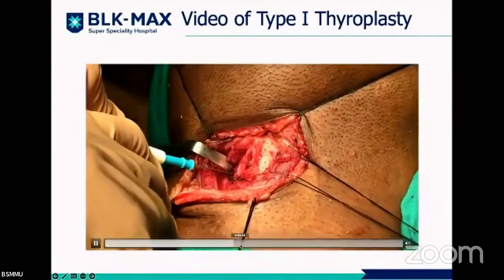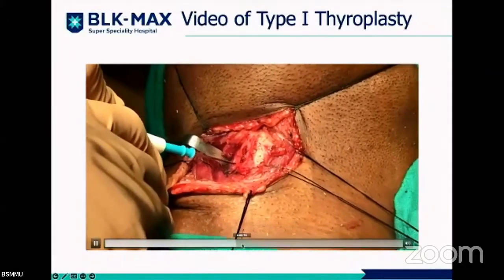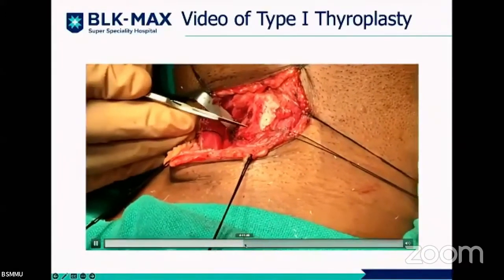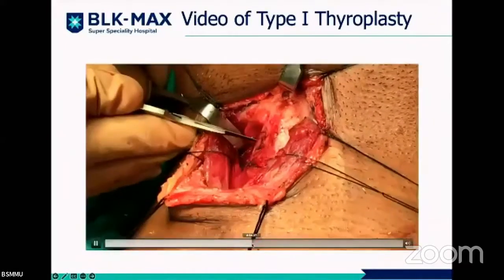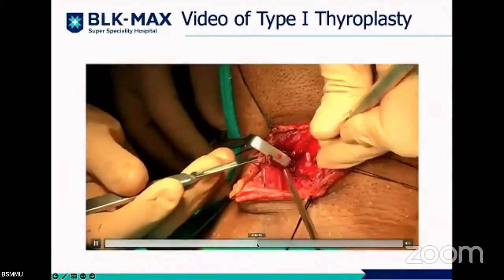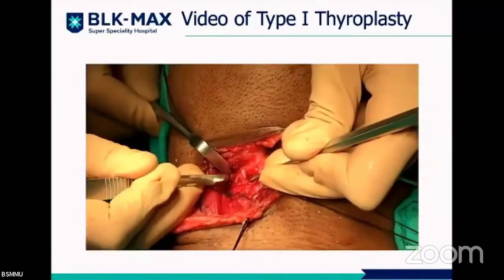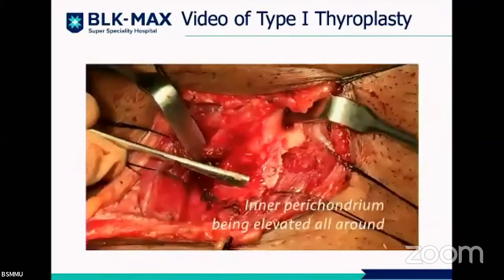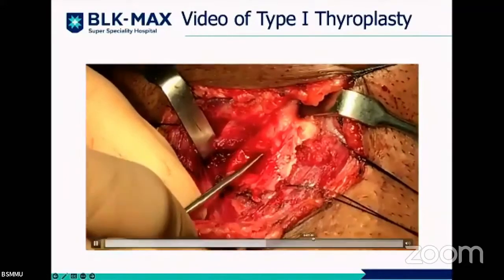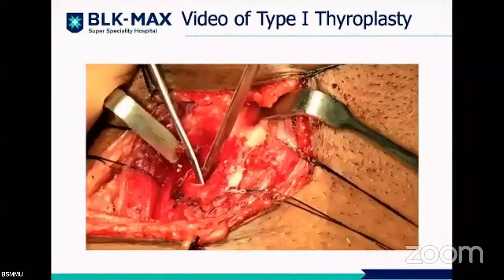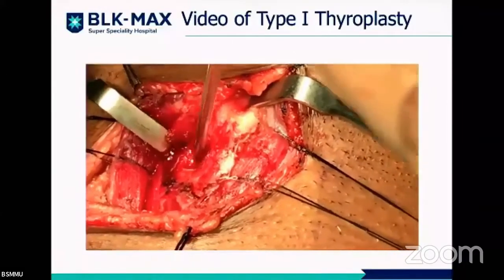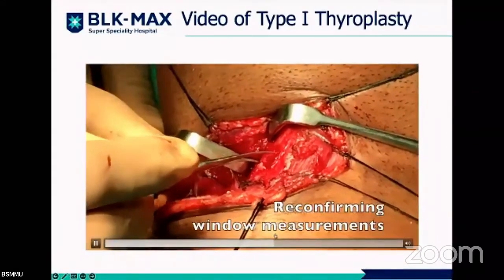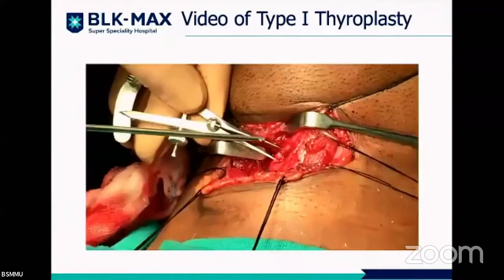So now the window is being created. We are outlining with the help of cutting cautery. Once you have done that, I am elevating the thyroid cartilage, the under window, and we are trying to cut it. Now the window is made and the finer touches are done, and the inner perichondrium is elevated all around so that the medialisation can take place very nicely. After that, we again measure the window to show that it is proper.